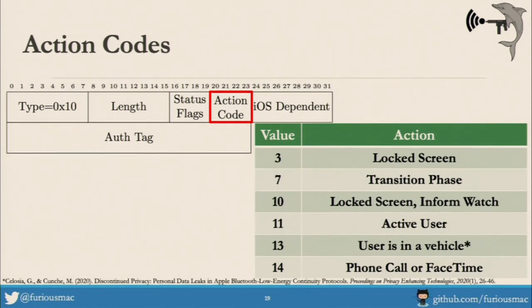The next one is the action code. This is the actual status of the device. So you can see if a user's phone is locked, if they're actively using it, if they're in a car or not, or if they're in a phone call or FaceTime session. This is constantly being emitted from your devices, so you can learn the activity level very easily.